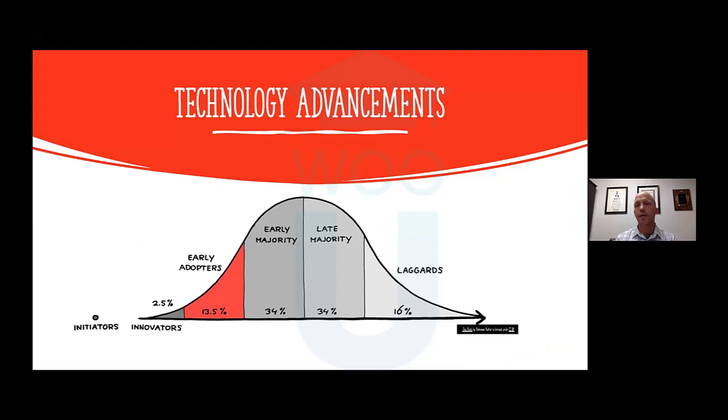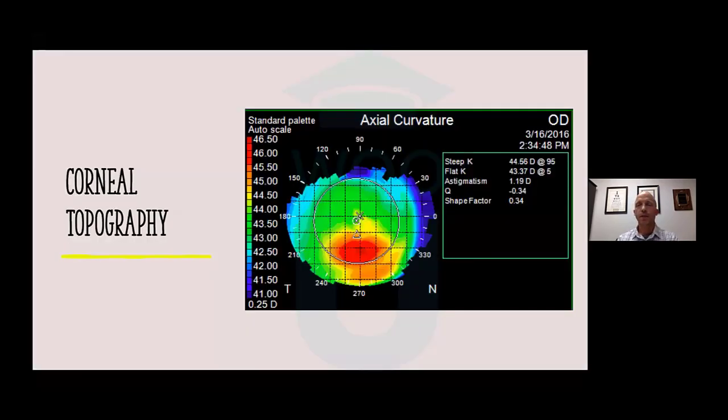And when we look at a standard bell curve of adaptation to technological development, we are very much in this early adopter phase of accepting and using this technology. As more practitioners use these devices and the software, we're going to see increased success. Well, the first instrument I want to discuss this afternoon is corneal topography.